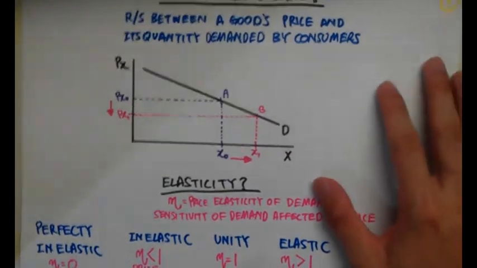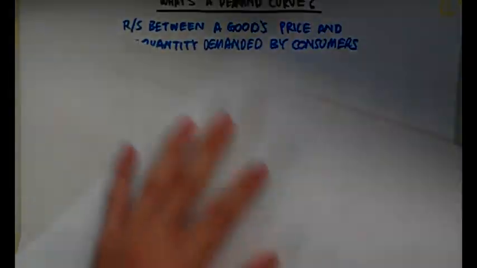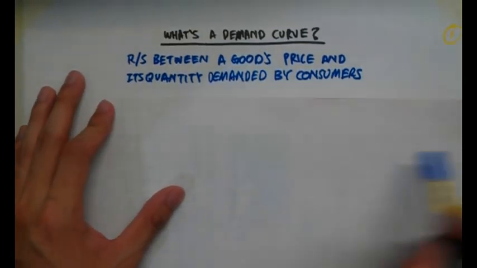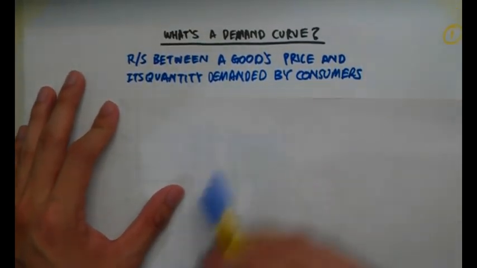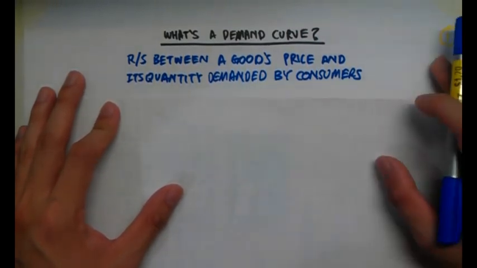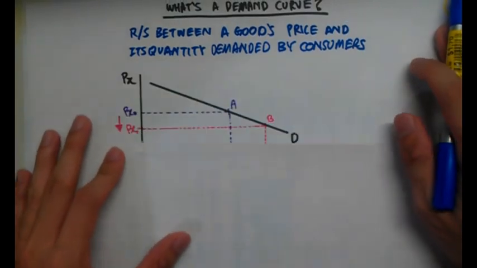Let's start with the definition of a demand curve. What is a demand curve? A demand curve is a graph that shows the relationship between a good's price and its quantity demanded by consumers. Let me give you a graphic example.